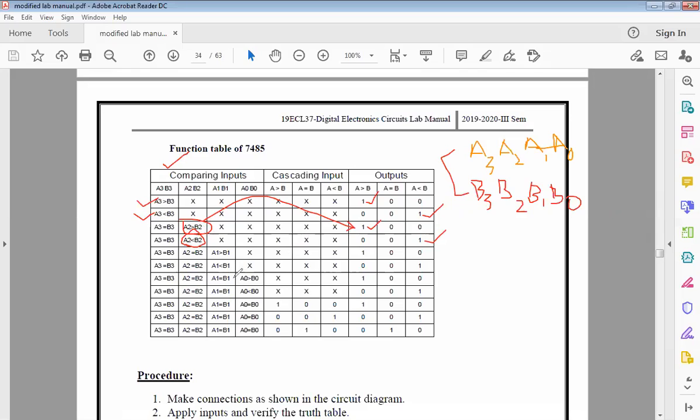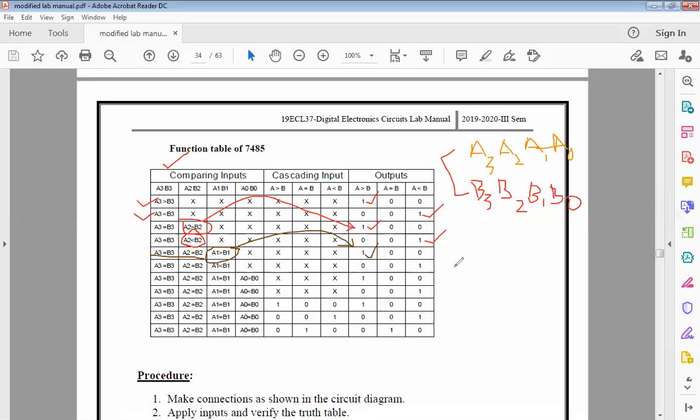Now let us take the next case. In the next case, A3 is equal to B3 and A2 is also equal to B2, so I cannot decide my output based on these two values. Instead, I should consider A1 and B1. Since A1 is greater than B1, I will get this value, which is A greater than B. Any doubts here, students?